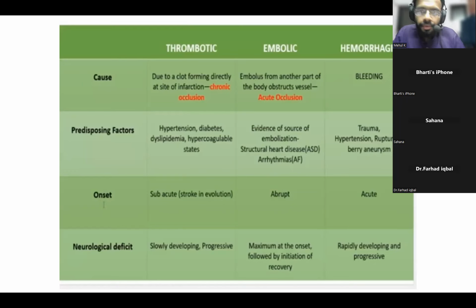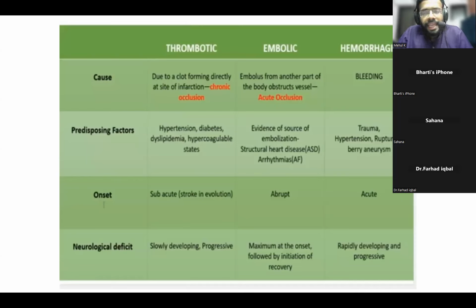Embolic stroke is where you have emboli coming from a distant source, somewhere outside the brain, like the carotid artery, or from the heart. It goes up into the brain, blocks the arteries, and that results in a stroke. So that is embolic. Hemorrhagic stroke is basically when an artery is rupturing, like a berry aneurysm rupturing.